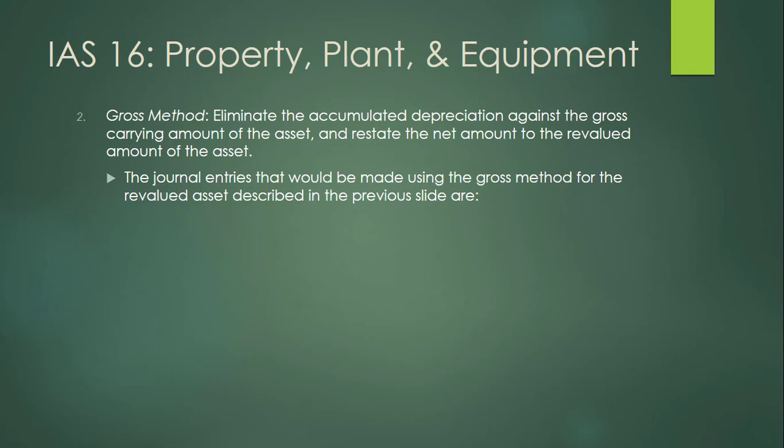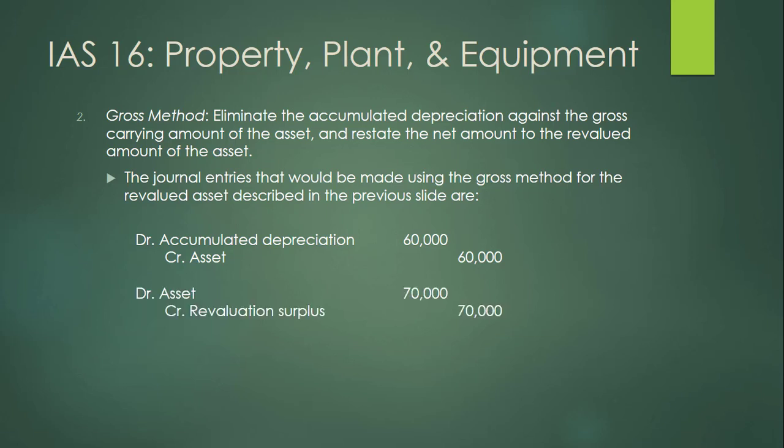The journal entries that would be made using the gross method, using the fact pattern described previously, are, firstly, a debit to accumulated depreciation of $60,000 because we're eliminating the accumulated depreciation. And then there would be a corresponding credit to the asset account of $60,000, followed by a debit to the asset account for $70,000 and a corresponding credit to revaluation surplus for $70,000.